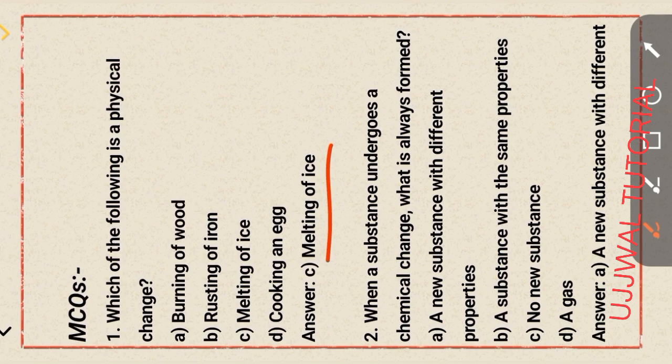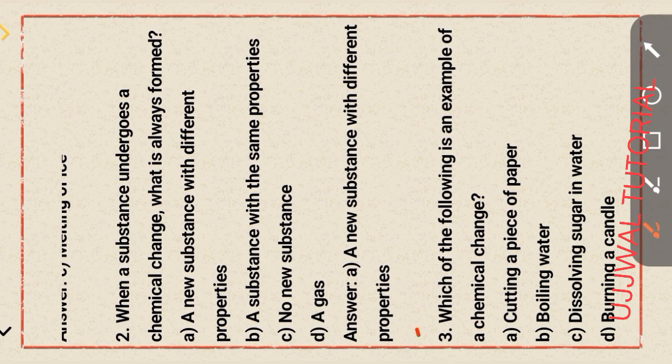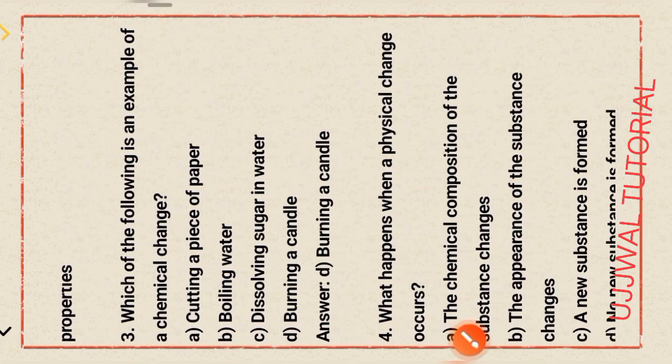Next question. When a substance undergoes a chemical change, what is always formed? Option A, that is a new substance with different properties, but not a substance with the same properties, not no new substance, or a gas.